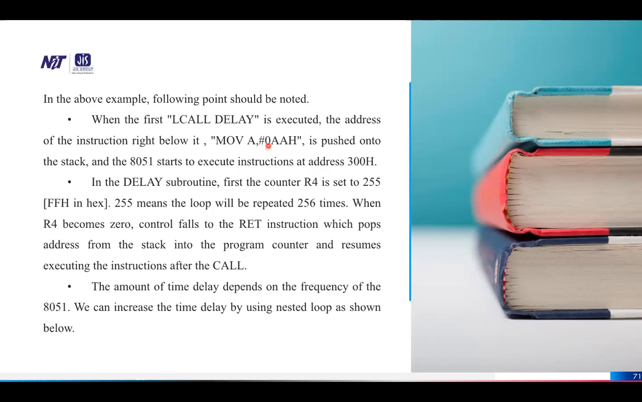In the above example, the following points should be noted. When the first LCALL delay is executed, the address of the instruction right below it, MOV A, #0AAH, is pushed onto the stack and the 8051 starts to execute the instruction at address 300H. In the delay subroutine, first the counter R4 is set to 255, FFH in hex. 255 means the loop will be repeated 256 times.